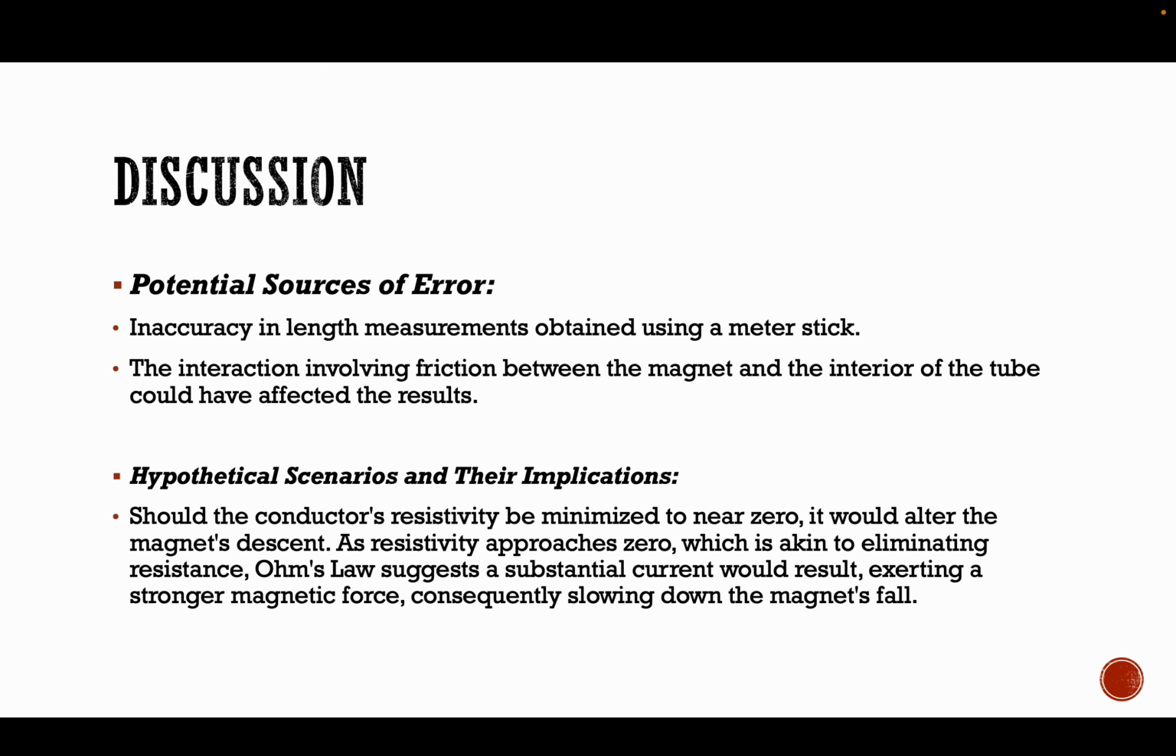To discuss potential sources of error, there is inaccuracy in the length measurements I obtained using the meter stick. Also the friction between the magnet and the interior of the tube could have affected the results. As you can see in the video, the magnet actually sticks to the cardboard in the interior of the tube. Also, for a hypothetical scenario and its implications, should the conductor resistivity be minimized to near 0, it would alter the magnetic descent. As resistivity approaches 0, which is akin to eliminating resistance, Ohm's law suggests a substantial current would result, exerting a stronger magnetic force, consequently slowing down the magnet's fall.